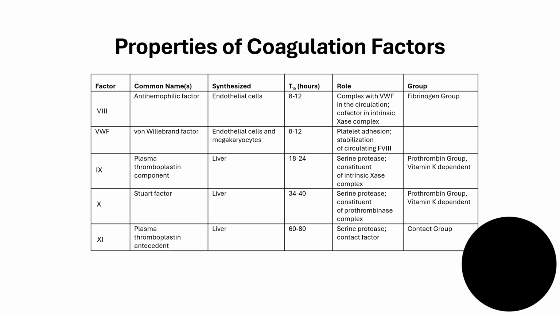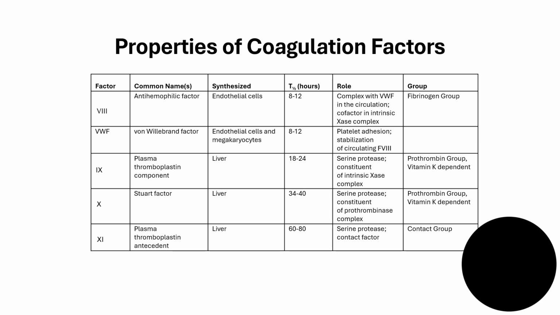Factor 9 is plasma thromboplastin component produced in the liver. It's a serine protease, and it's a constituent of the intrinsic 10A complex, which has also been associated with hemophilia B syndrome. It's a part of the prothrombin group and is vitamin K dependent.